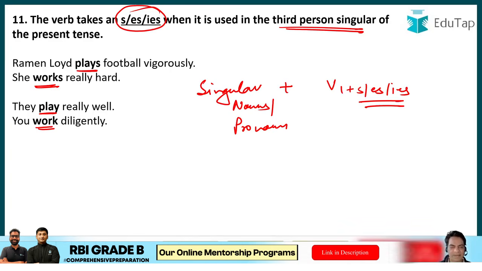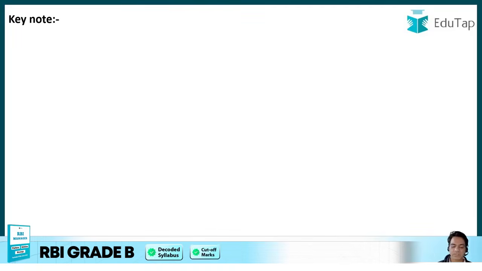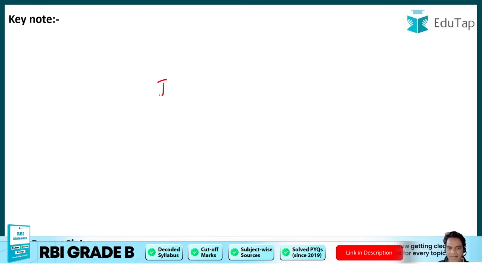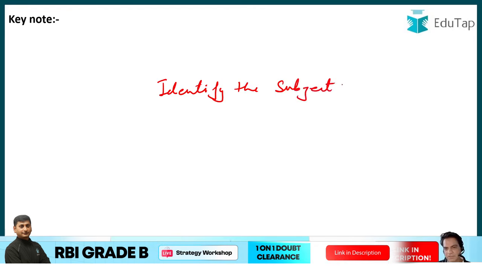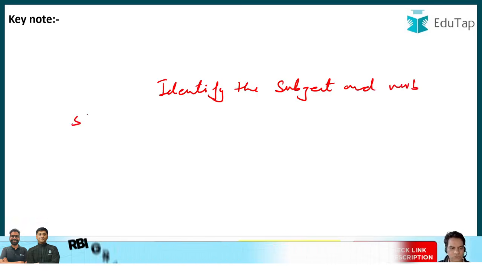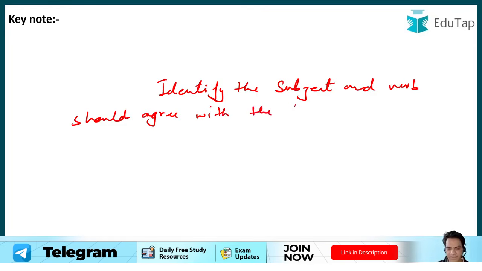Alright guys, again I'm reminding you, this is a very important concept. You will find it very useful when you are practicing your questions. So guys, that was it for your lecture. Now, what is the keynote of the lecture? Always identify the subject and then the verb, and the verb should agree with the subject. That is the main rule of this topic.